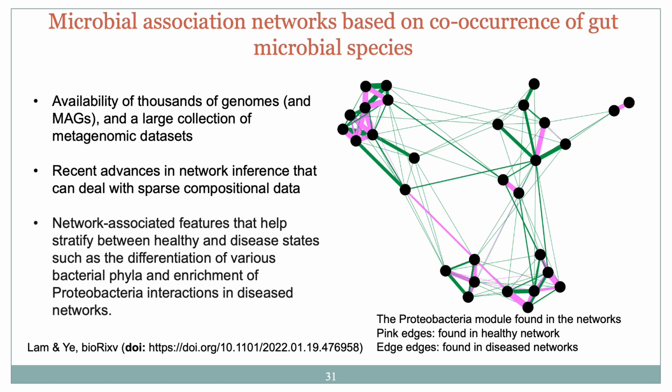And we also took advantage of recent advances in network inference that can deal with sparse compositional data. We can infer those co-occurrence networks of bacterial species, and we can identify some network-associated features that can help stratify between the healthy and the diseased states. For example, the differentiation of the various bacterial phyla, and also the enrichment of some of those interactions in disease networks involving, for example, Proteobacteria.